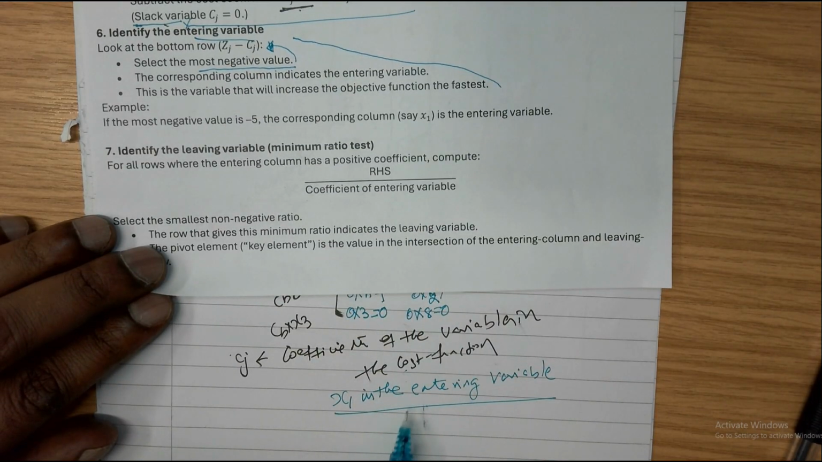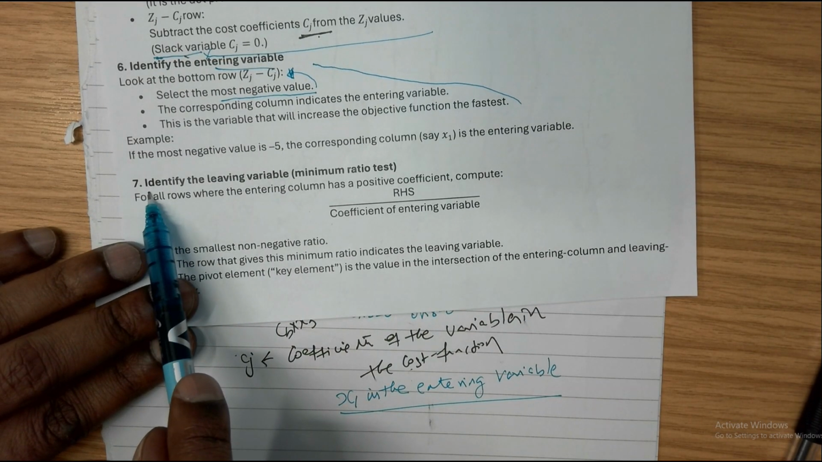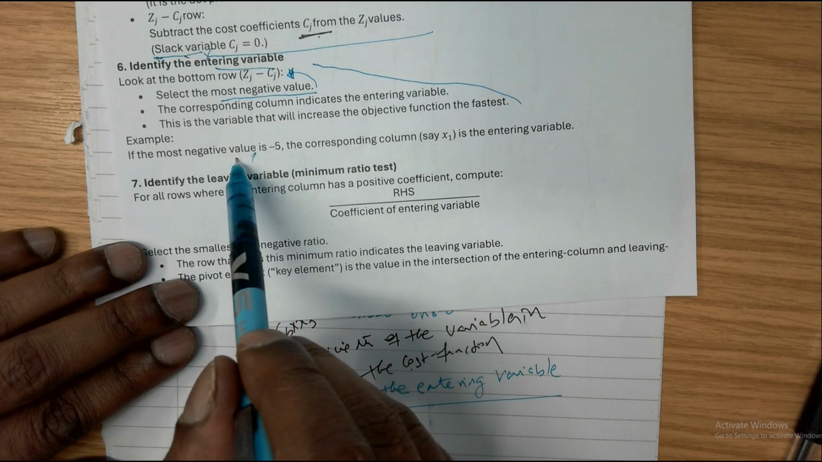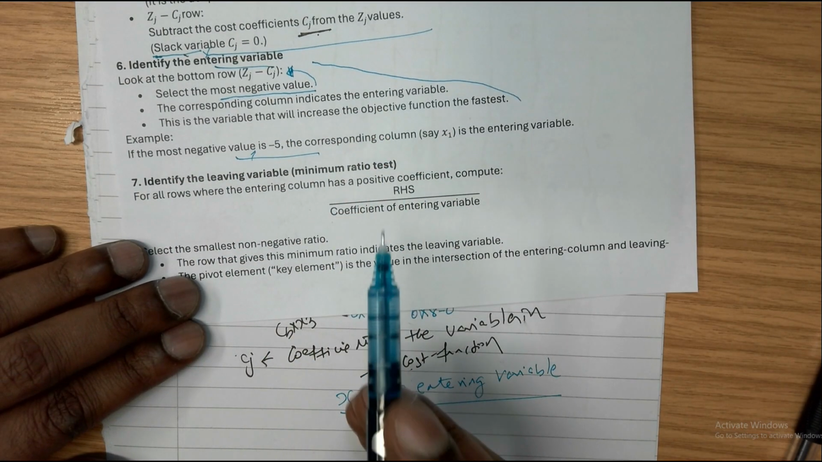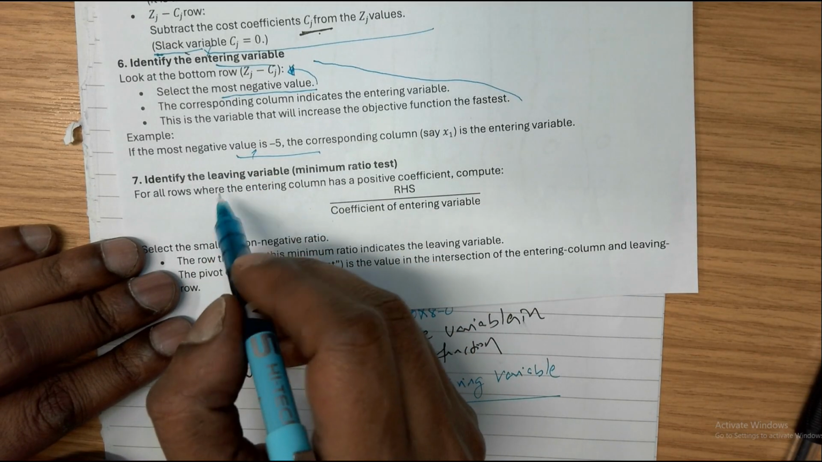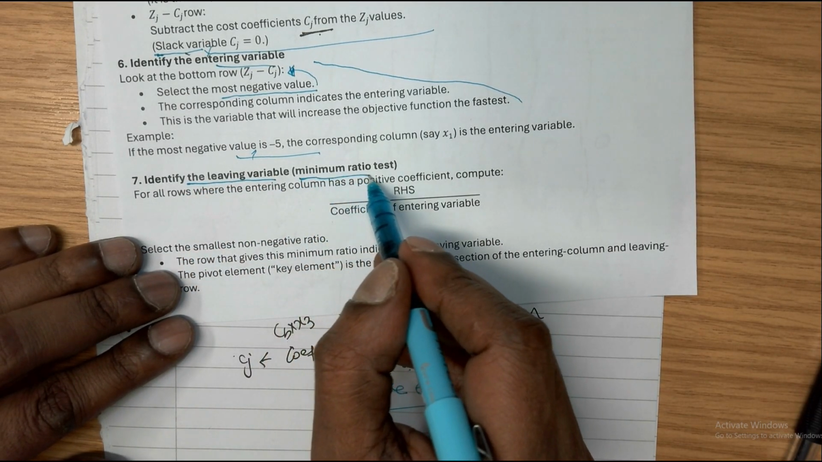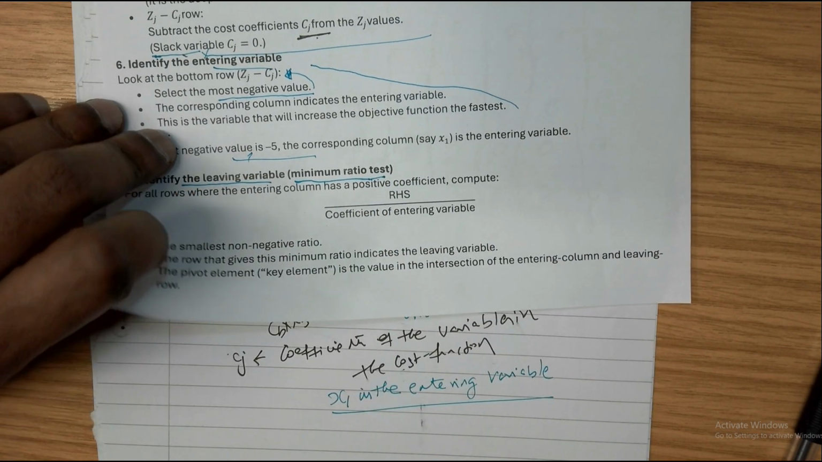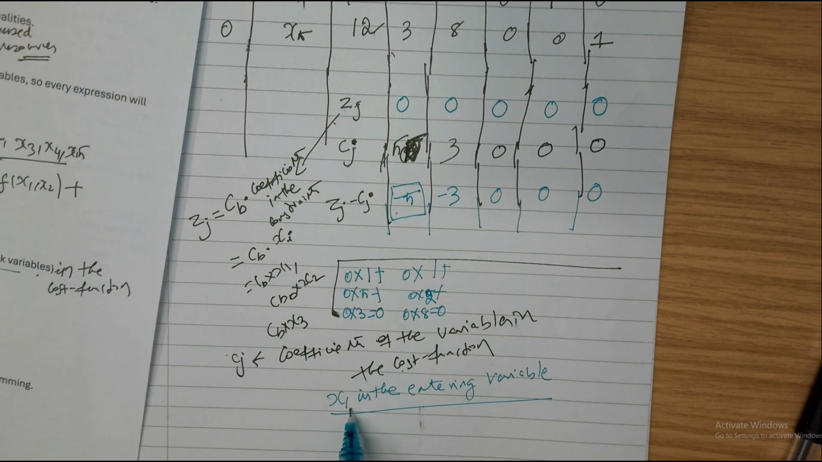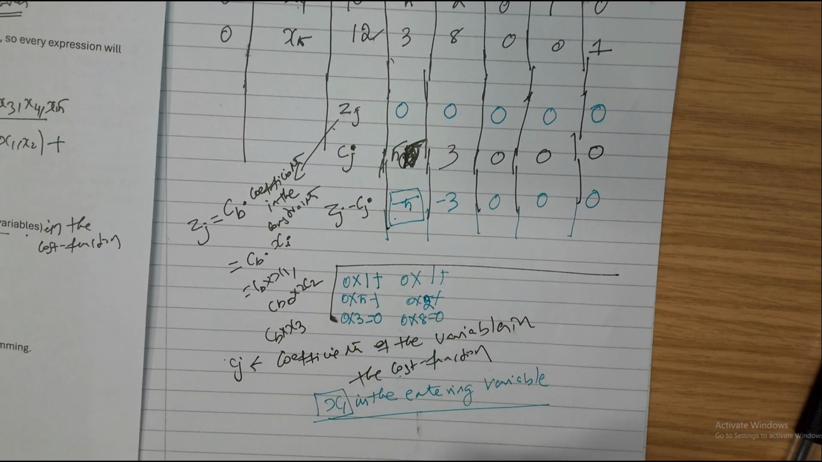So once you have the entering variable, go to step 7. We already completed step 6. We have to identify something called the leaving variable. To identify the leaving variable, we have to do something called the minimum ratio test. So how do you identify the leaving variable? We know x1 becomes the entering variable, so we have to identify the leaving variable.